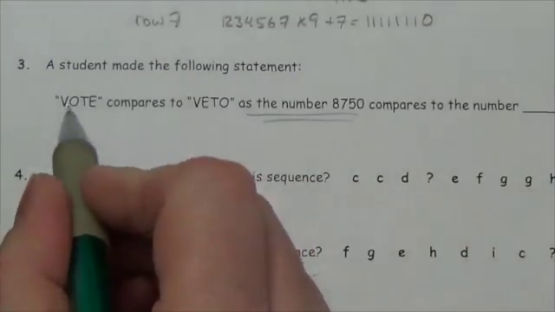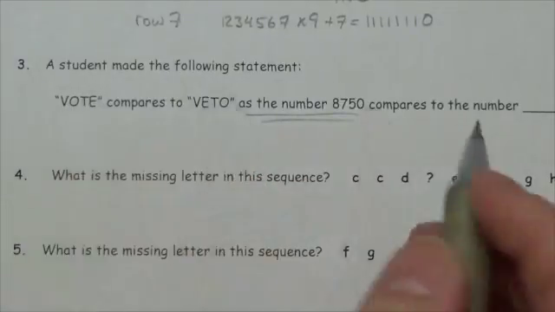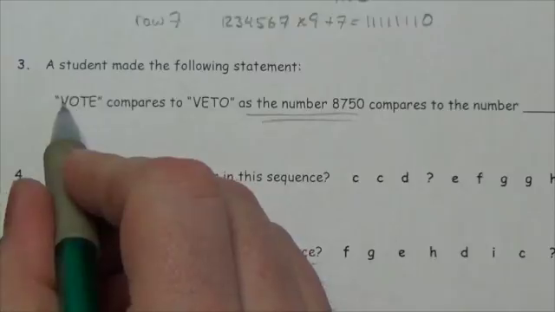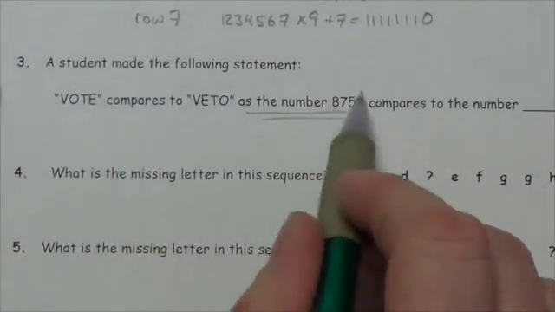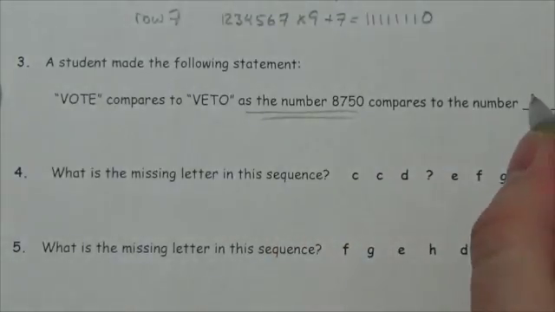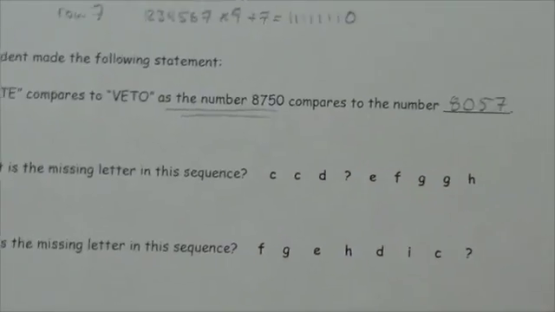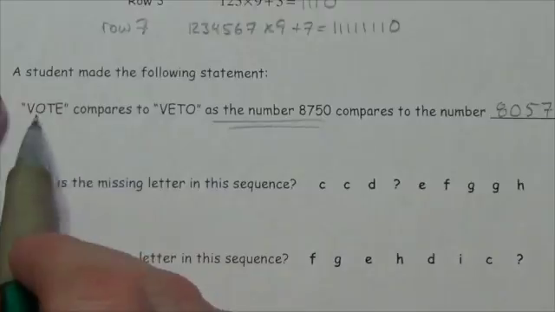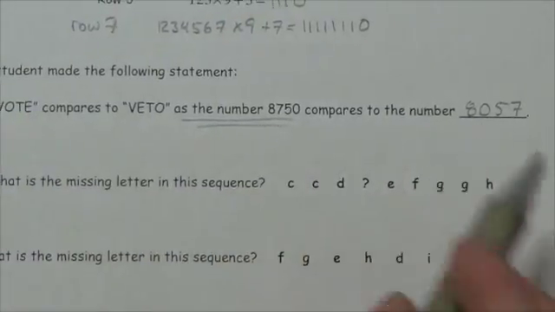Okay, so what we did here is we switched the last letter and the second letter here from vote to get veto. So I suspect that when we take a look at this number, the intention here is that we are swapping those two digits there. So this would become 8057. I'm just swapping those two just like we saw them do right there.